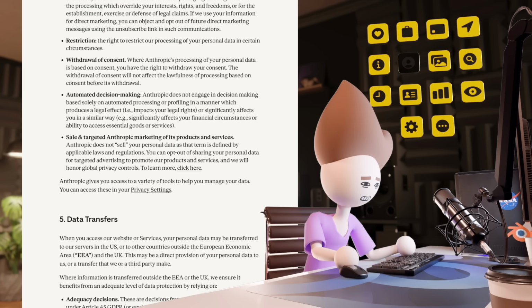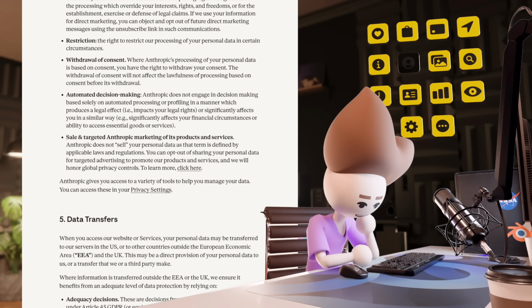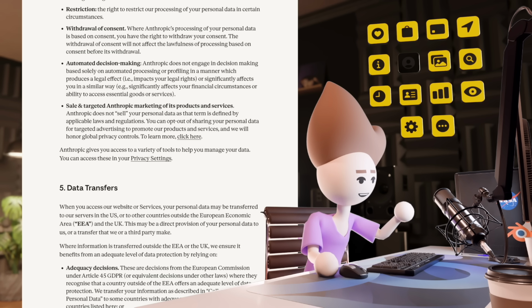Anthropic does not sell your personal data, as that term is defined by applicable laws and regulations. You can opt out of sharing your personal information for targeted advertising to promote our products and services, and we will honor your global privacy controls. To learn more, click here. Anthropic gives you access to a variety of tools to help you manage your data, and you can access these in your privacy settings. So, the big takeaway for me in there is that they don't sell your information by the language that we defined at the start.